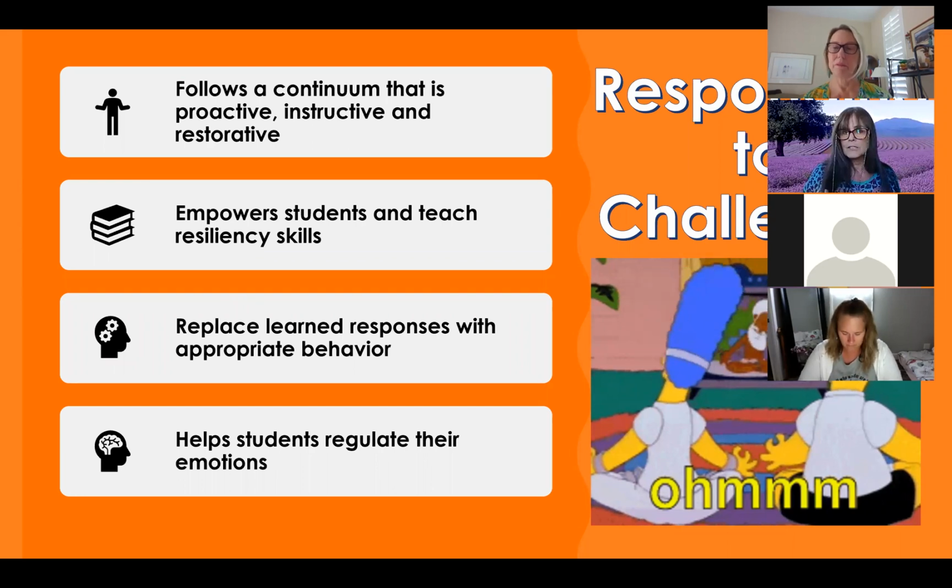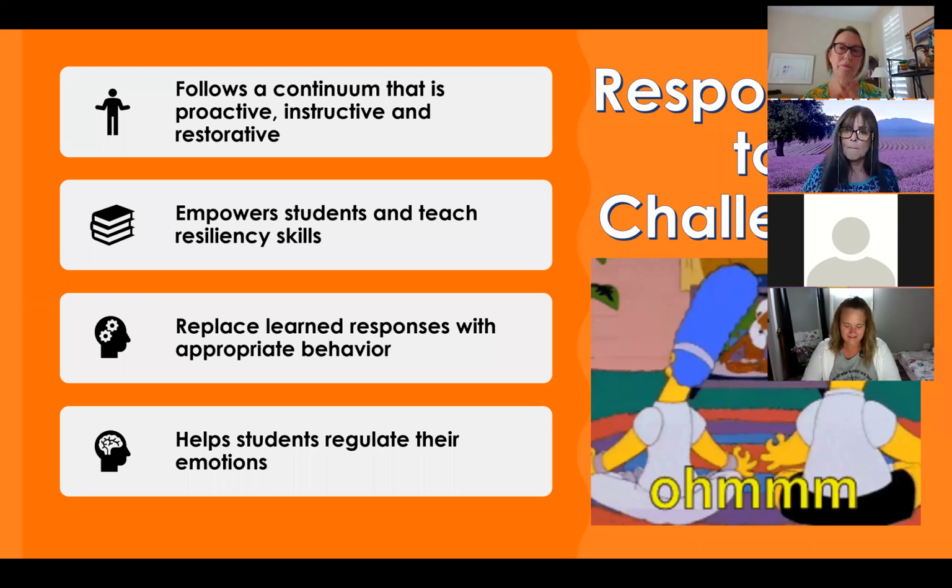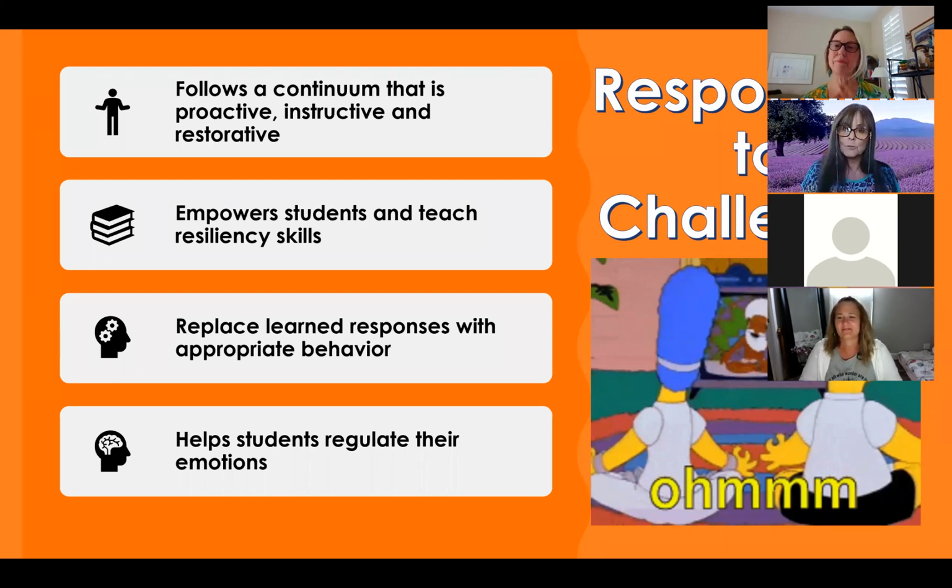How do we get kids to be able to process some of their consequence, their behavior? That goes back to the regulation piece and what they need to do to come back. And we can guide them with questions. We want to empower students and make sure that our responses are an opportunity to teach resiliency skills for those kids. So build up as many opportunities, or fill their toolkit with those opportunities, for them to come back.